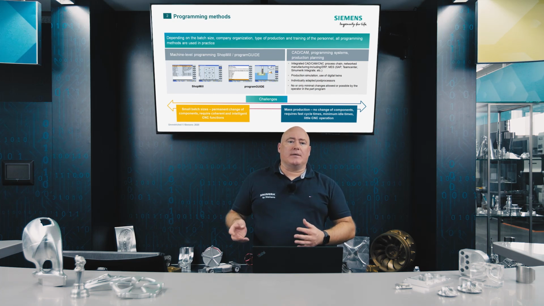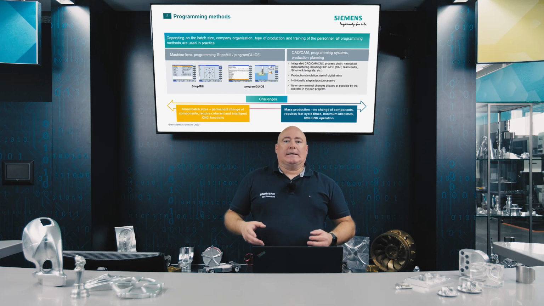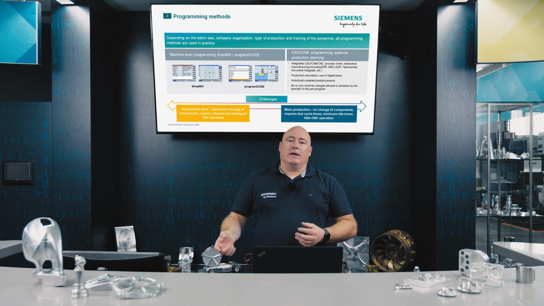And then there's external programming. This is implemented with a CAD/CAM system using the applications during production planning. This means the programs are written externally and then transferred to the machine for execution via a communication link, wireless, LAN, USB flash drive, or any other medium.